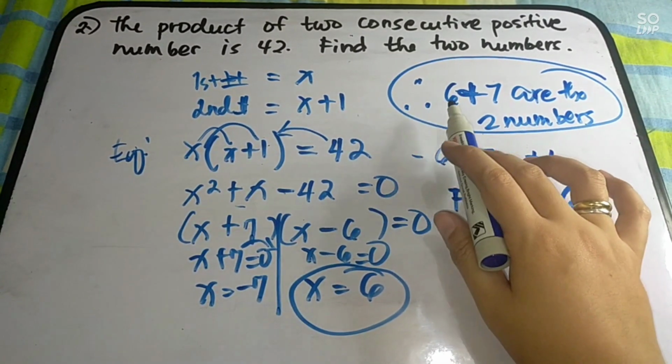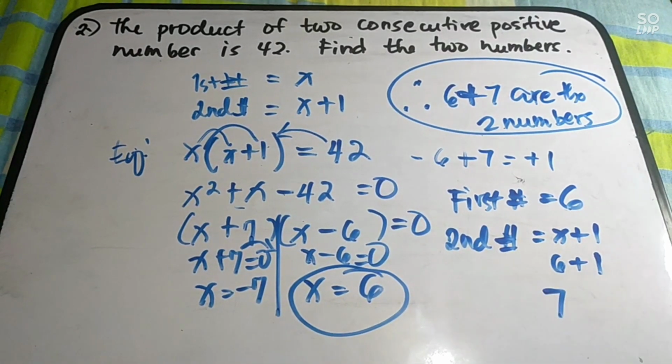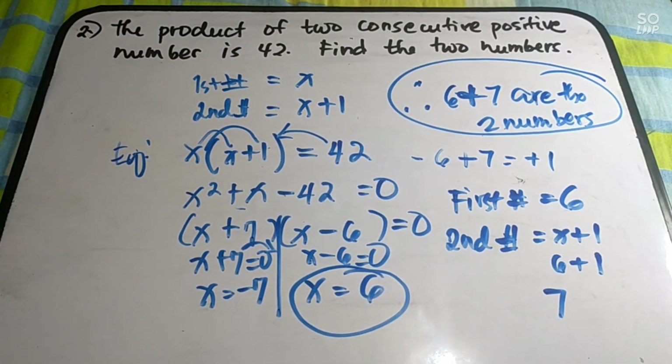If you multiply it, 6 times 7, the answer is positive 42. Alright? So that's for number 2. Let us move with number 3.